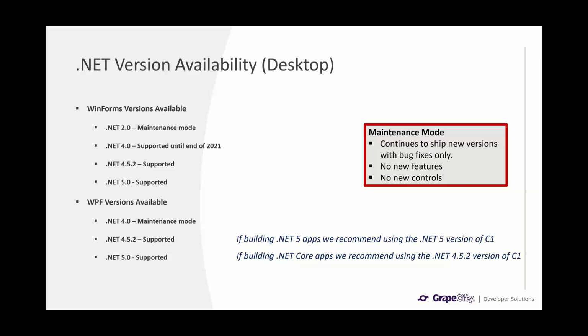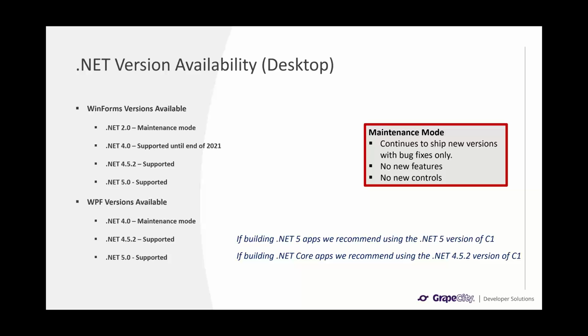We currently provide for WinForms .NET 2.0, 4.0, 4.5.2, and 5.0 versions of the controls themselves. For WPF, we provide 4.0, 4.5.2, and 5.0 versions of the controls. Now, some of these versions are in maintenance mode as of 2020, which means we still ship updates with critical bug fixes, but they include no new features, no new controls, that sort of thing. And of course, you can always use older versions of controls in apps that target newer frameworks.